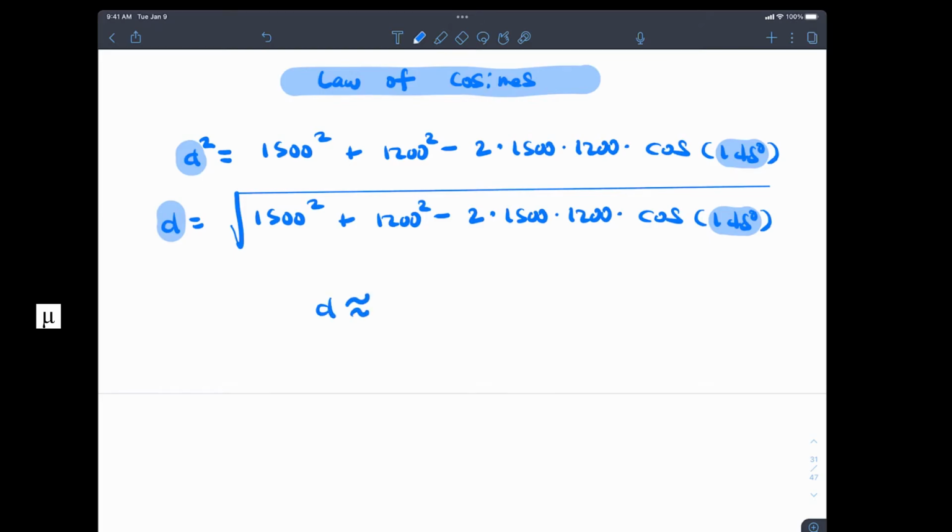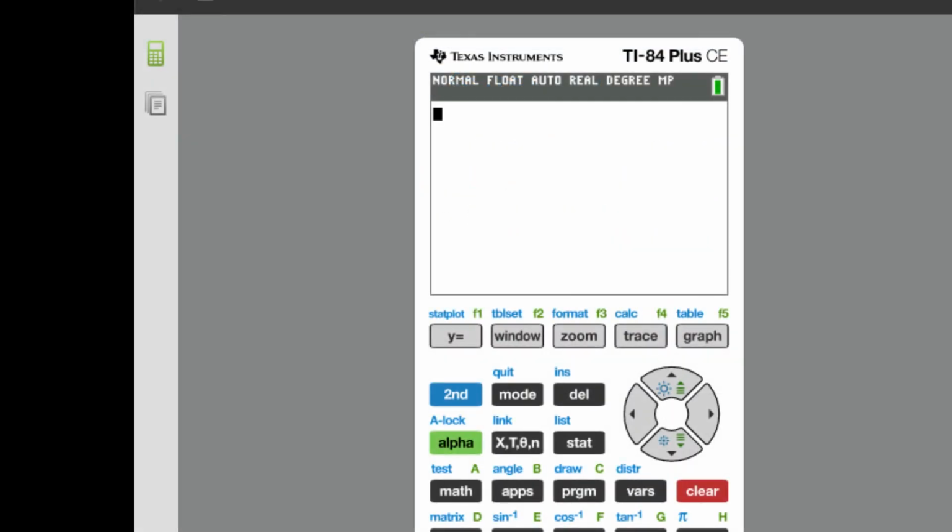Okay, so let's see what this is. We're going to go in the TI now, okay? So I think I woke it up. Remember, second, that's a square root. So you're going to have 1,500 squared plus 1,200 squared minus 2 times 1,500 times 1,200 times cosine of 145. Double check. You guys okay with that? And what do you end up with here? 2,576 point what? 6 miles. Okay?